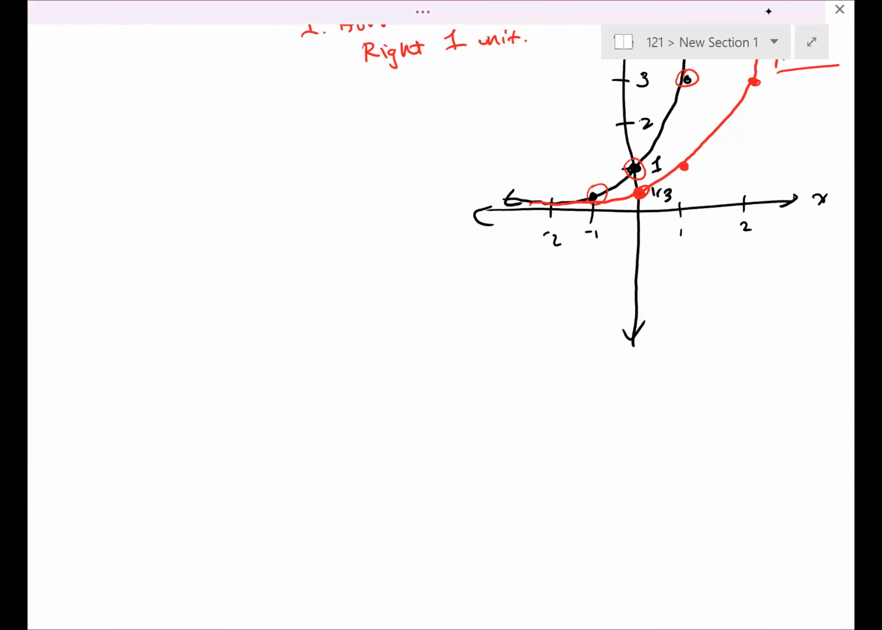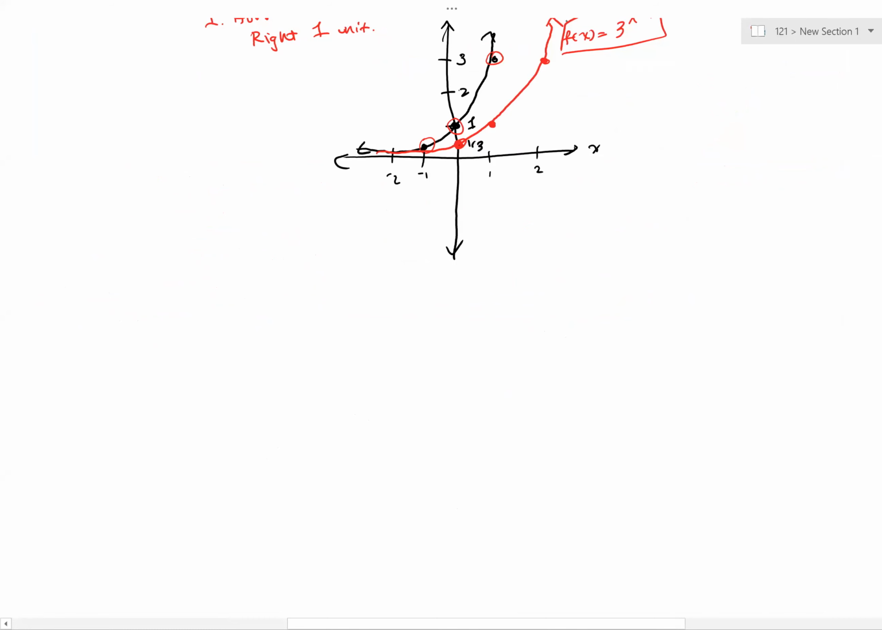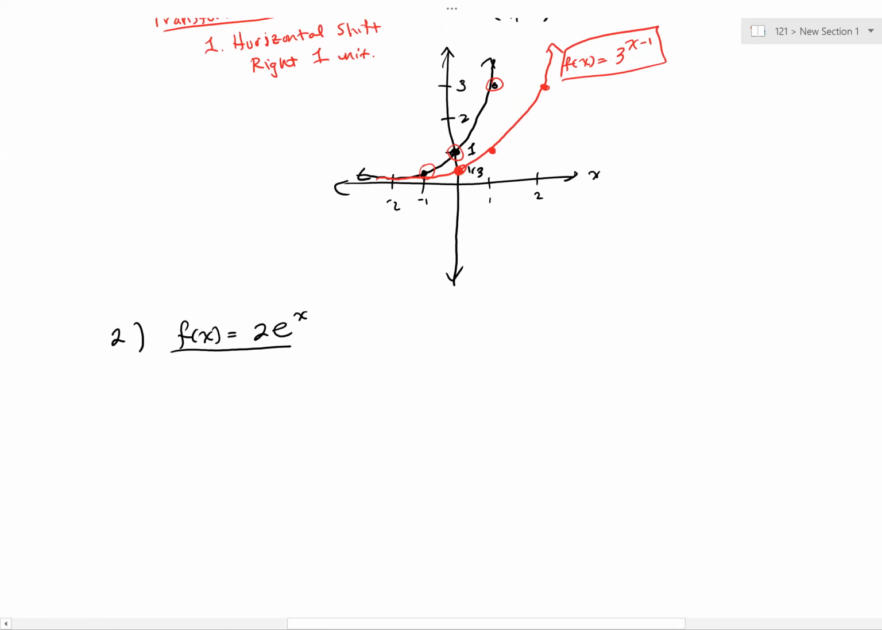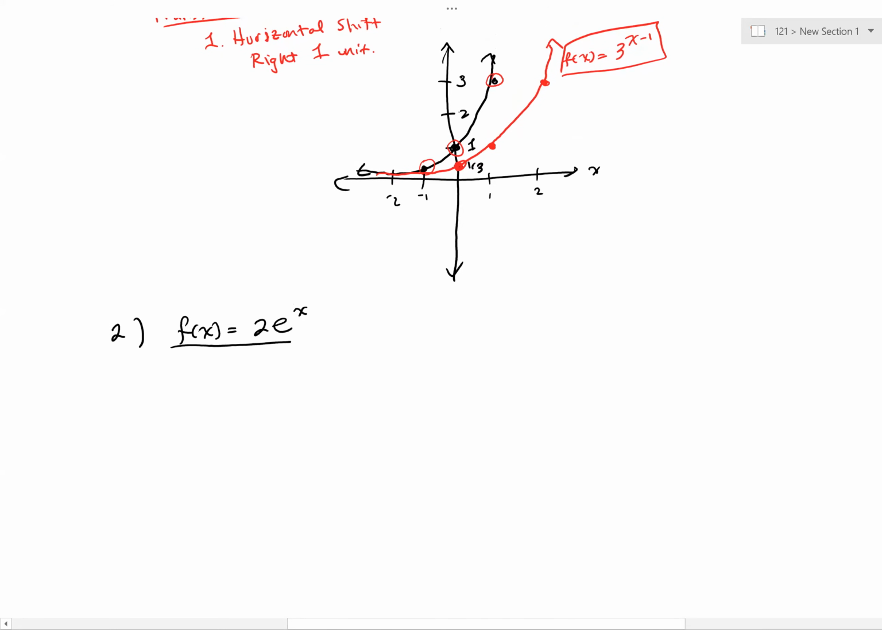Now we're going to look at the second example, number 2. Number 2 is f of x is equal to 2e to the x. So what is the parent function here? I guess you should be a little bit careful. You might be tempted to think it's 2e, but here, remember PEMDAS, right? So exponentiation gets done before multiplication. So really it's 2 times the function e to the x. So this is our parent function, e to the x.